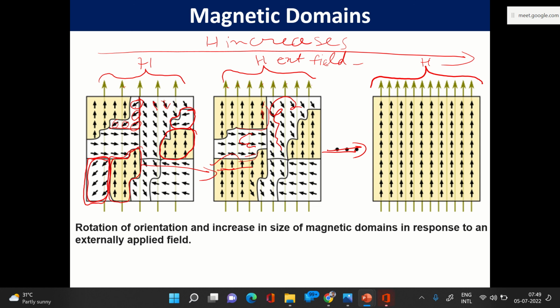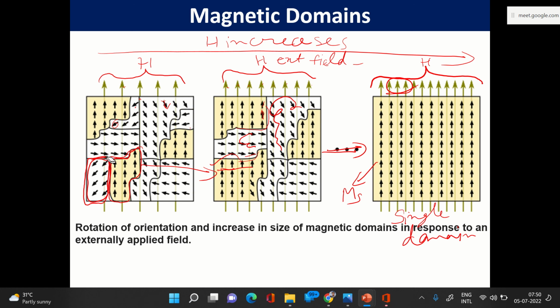So from multiple domains to a single domain, the entire particle. When you are achieving saturation magnetization, this is the situation where all the spins are aligned in one direction, in the direction of the magnetic field H. In the direction of the magnetic field they are all aligned, and that gives a maximum value of magnetization.